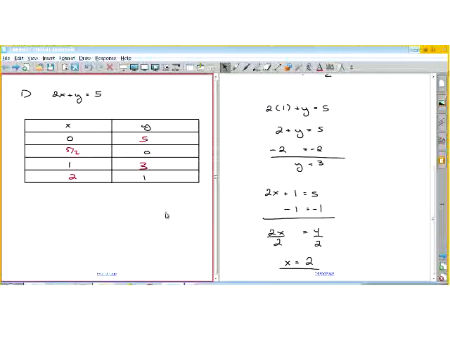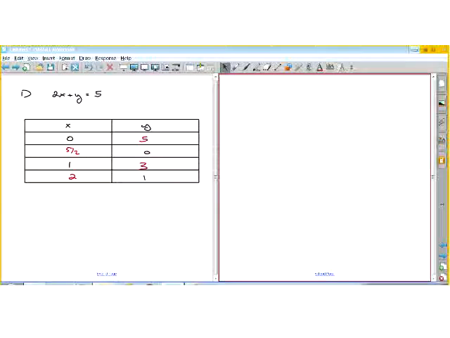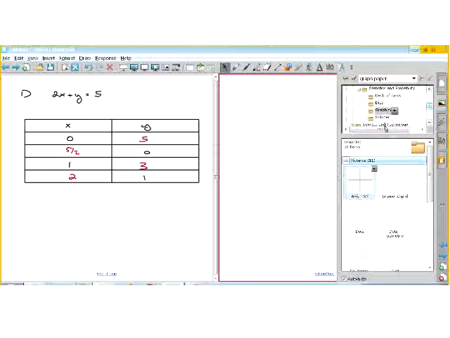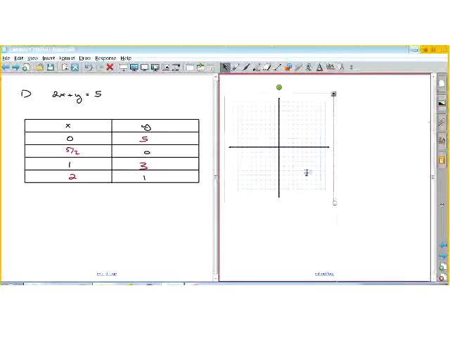Now, if I take those 4 points and I plot them, we should get a graph where they look like they're in a line. So I'm going to do that. So here's my graph paper.